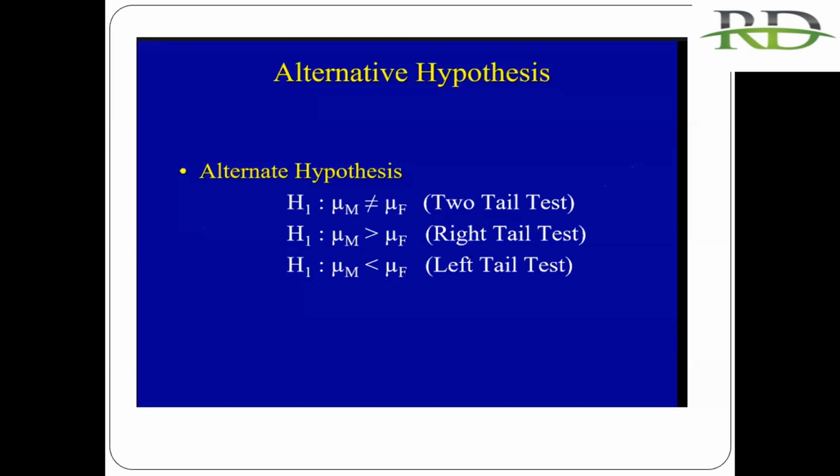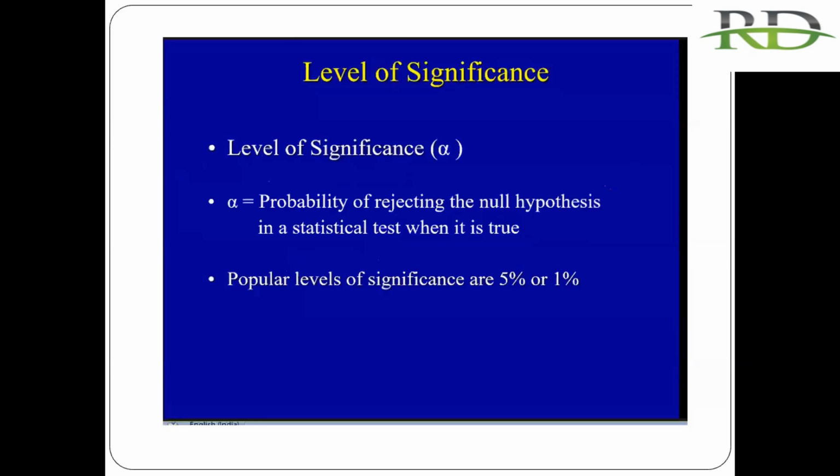Clear? And the level of significance is nothing, only the probability of type 1 error. Type 1 error is rejecting the null hypothesis when it is true. It means India had to win the match, okay, and you are rejecting it. It means when it is true, but you are rejecting it. It means you are committing type 1 error. And the probability of occurring type 1 error is denoted by alpha or level of significance.